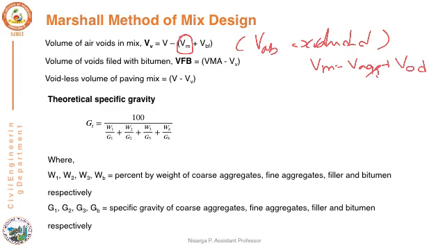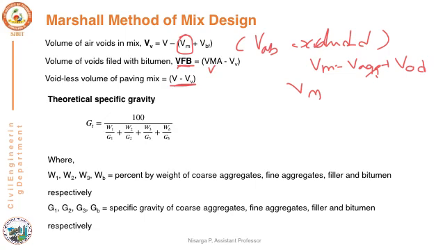So to determine the total voids, Vv should be equal to V minus Vm plus Vbf. Thus the voids filled with the bitumen alone will be equal to VMA, voids in mineral aggregates, minus Vv, which gives you the total voids filled with bitumen only. The voidless volume of the paving mix will be equal to V minus Vv. After determining the stability and flow value, we must conduct this volumetric analysis.